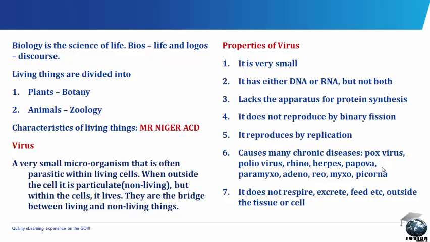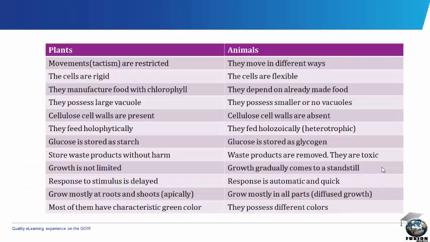Also, viruses have properties which include: it is very small, it has either DNA or RNA but not both. It lacks the apparatus for protein synthesis. It does not reproduce by binary fission. It reproduces by replication. It causes many chronic diseases such as pox virus, poliovirus, rhino, herpes, papova, paramyxo, adenorheomyxo, picorna, etc. It does not respire, excrete, feed, and so on outside the tissue or cell.